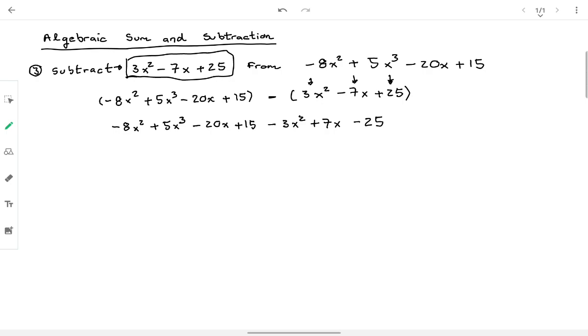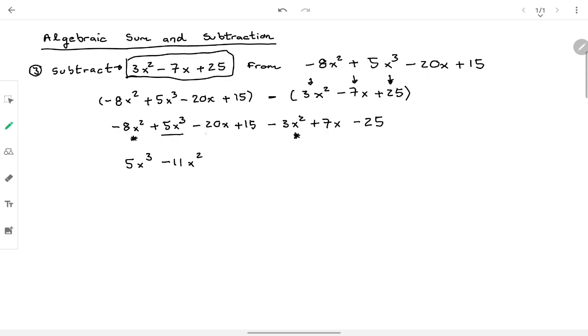So we need to start, remember, with alphabetical order, and in this case we need to use also descending order of powers. So we are starting with x cubed. We don't have another x cubed, so it will stay the same. It's the first one, so we don't need to put the positive sign. 5x cubed. Then we are going to use x squared, in this case minus 8 and minus 3, it's minus 11. So it will be minus 11x squared.